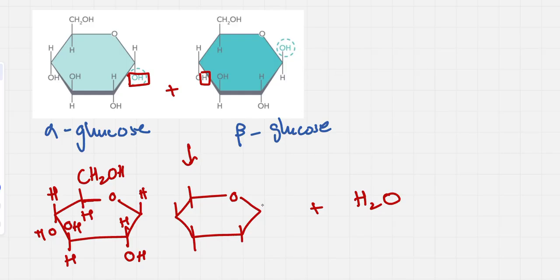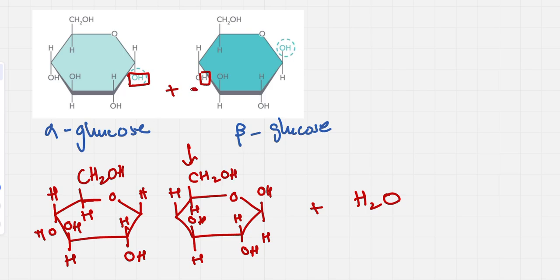Try to draw as precisely as possible. Then you write OH on the top, H at the bottom, then H at the top. You know how we form the V structure? We write this and then we write OH here, OH here. Then over here we write hydrogen and then over here we write CH2OH.